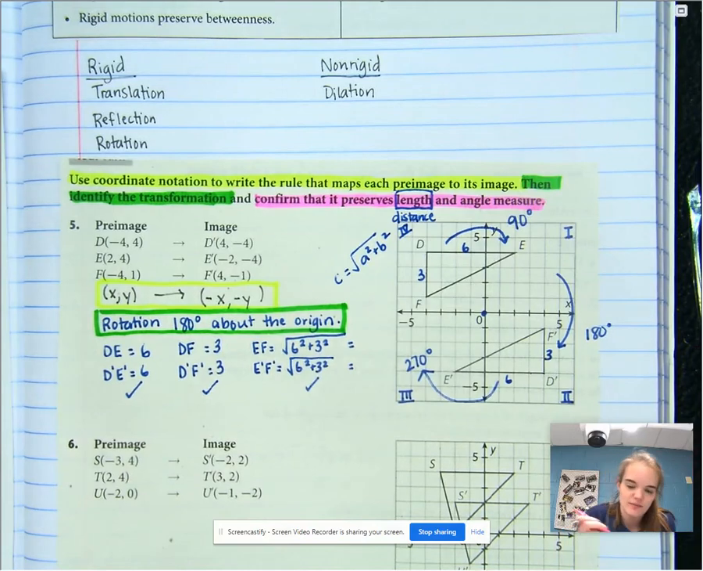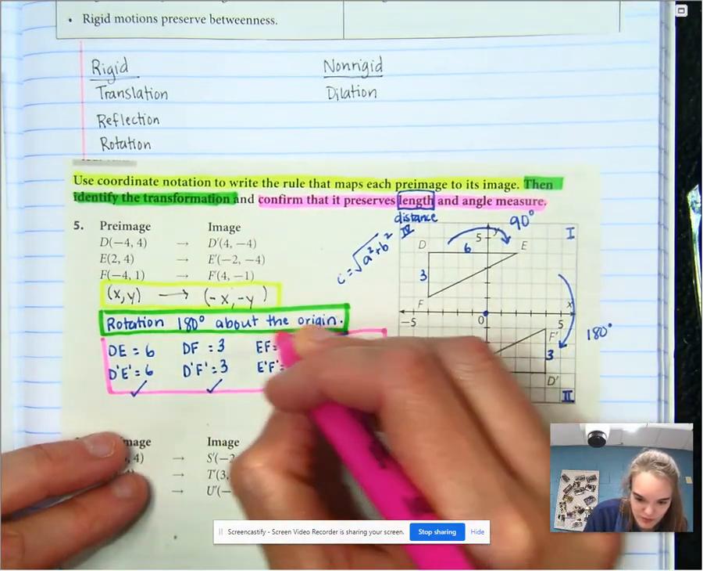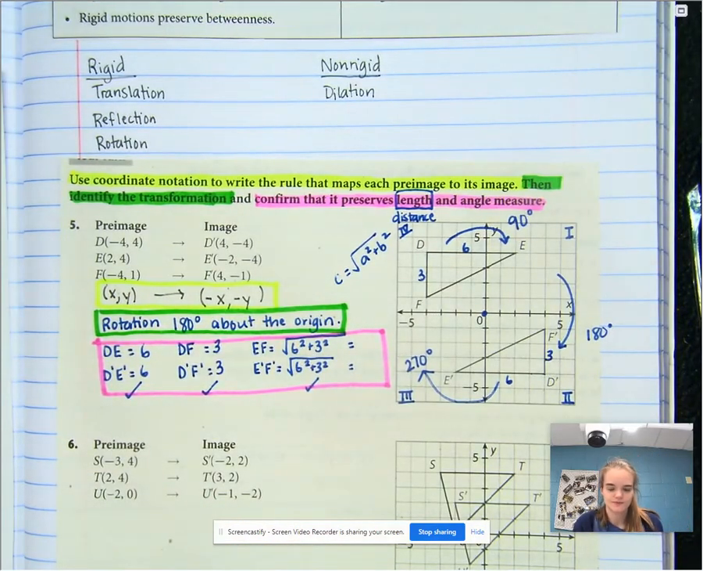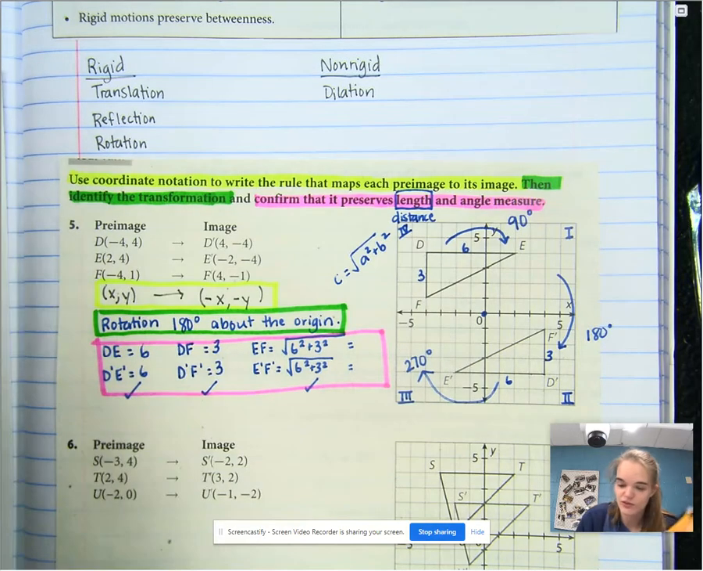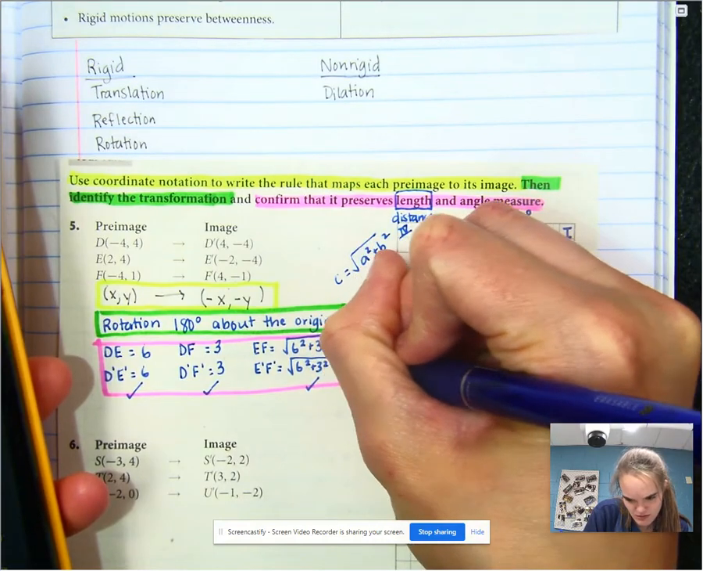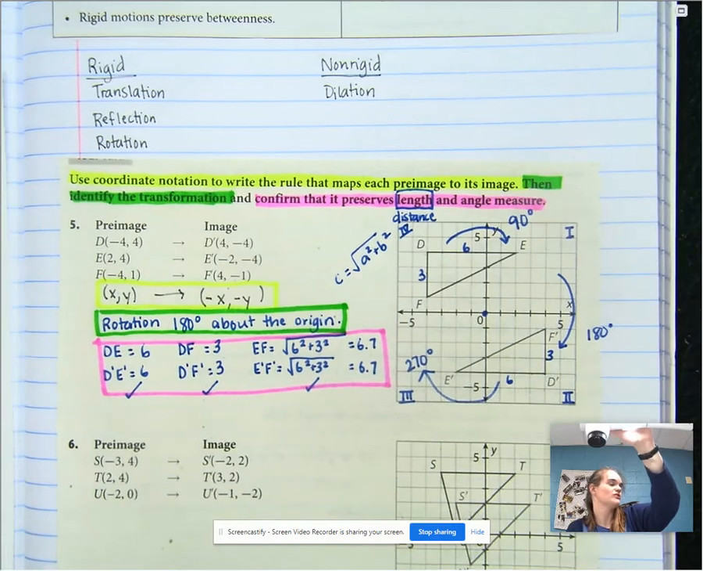That's the last step. I'm actually going to find them, though. So I'm going to take my calculator. And I got 6.7. Okay. I want you guys to pause the video and try number 6. Do all 3 things here.